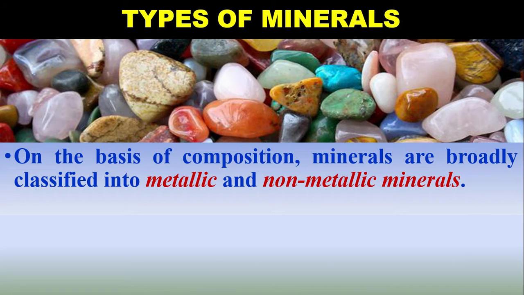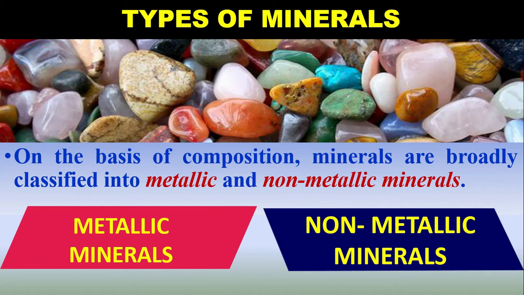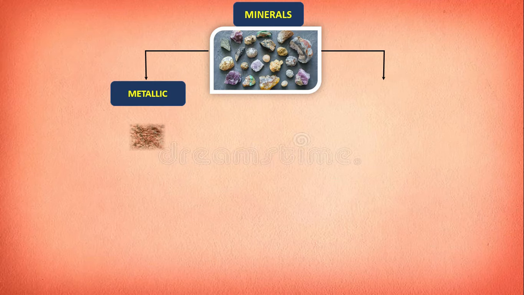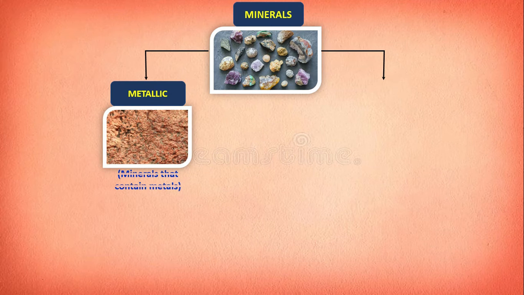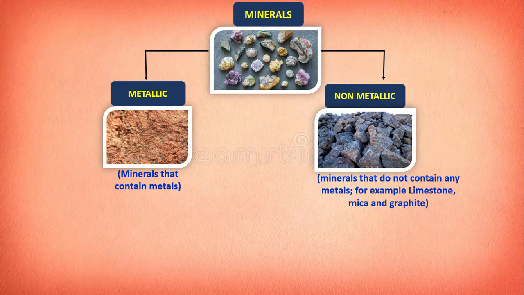On the basis of composition, the minerals are broadly classified into metallic and non-metallic minerals, right? So let's see a flow chart of the minerals. Minerals are classified into two types: metallic minerals that contain metals, and non-metallic minerals that do not contain any metals, for example limestone, mica, and graphite.